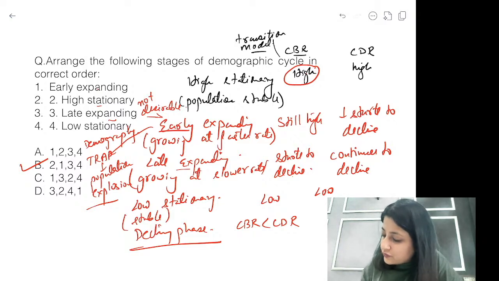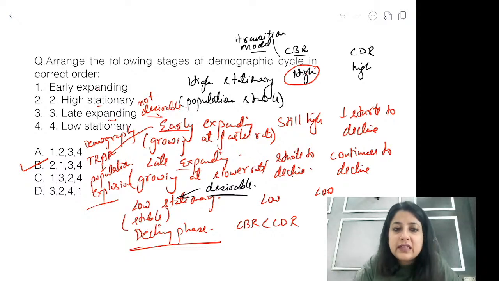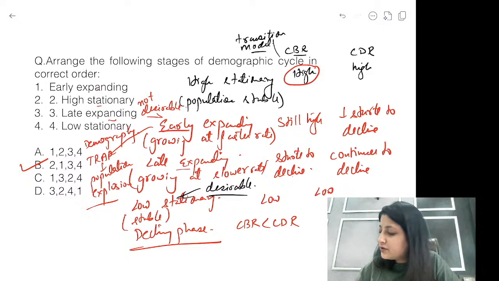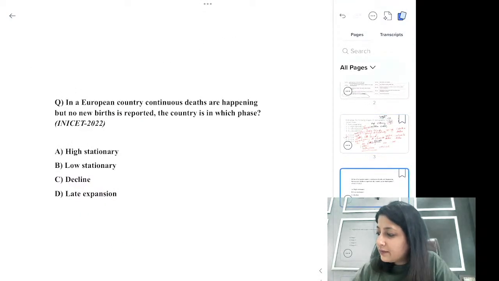And which is the stage which is desirable, guys? Low stationary. Okay, this stage is desirable. Low stationary. Clear? Everyone? Okay. Let's go to question number 2 for the day. So just based on the model, I've given you some questions.